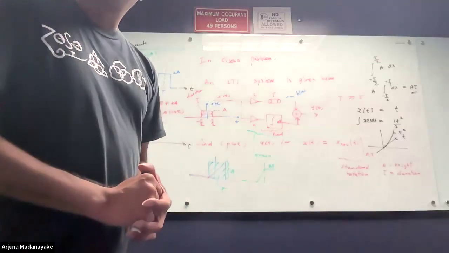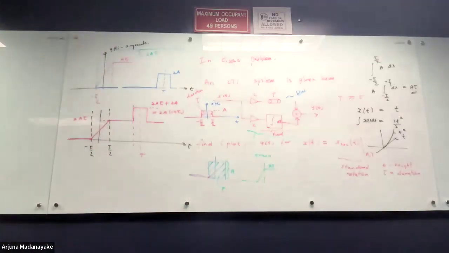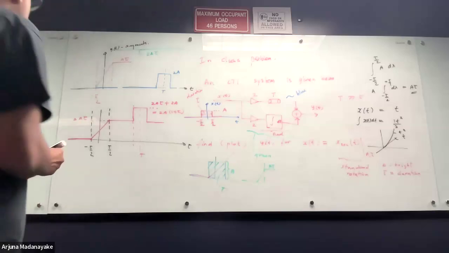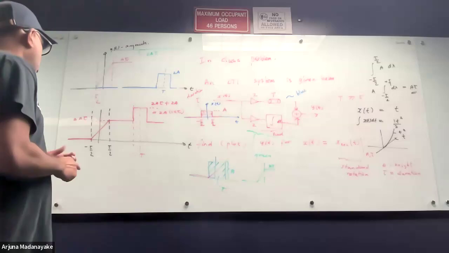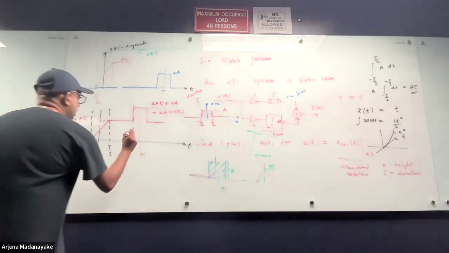For the first graph, I think the x-axis is t, but the second graph it's tau. No, it's T. That's just my terrible handwriting. It's T. This is tau.